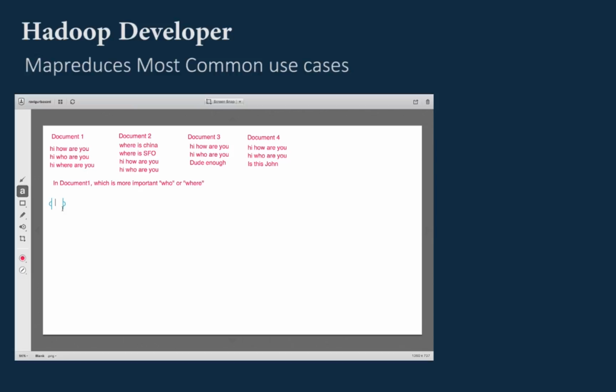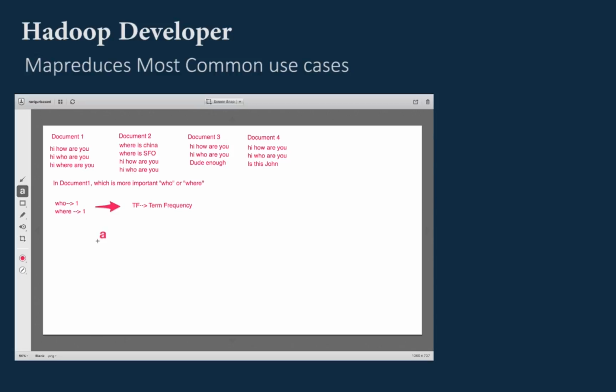The way tfidf works is, first it finds out the number of occurrences in a document. So in document 1, who is one time and where is one time. That is nothing but what is called TF, term frequency.